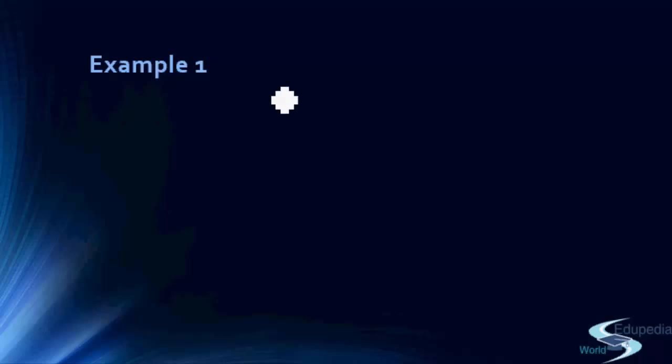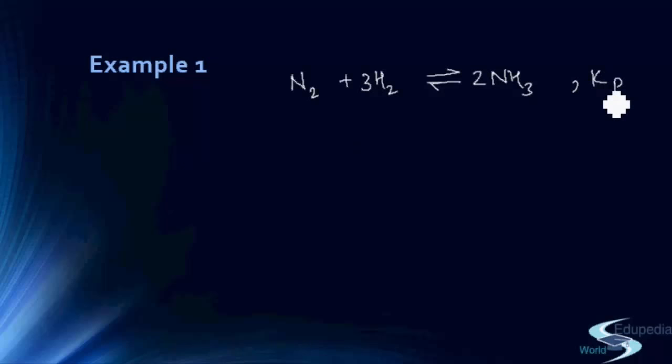Let's say you have a reaction in which all the reactants and products are gaseous. So N2 and H2 reversibly form ammonia. This is the reaction and the balancing of the reaction is given in this form. Now the question they have asked is to find the expression of Kp. So how can we do that?